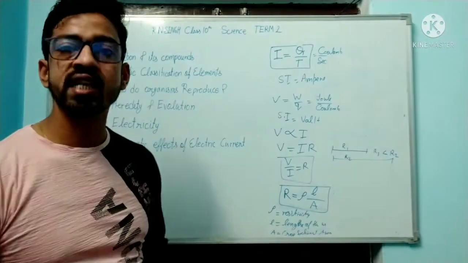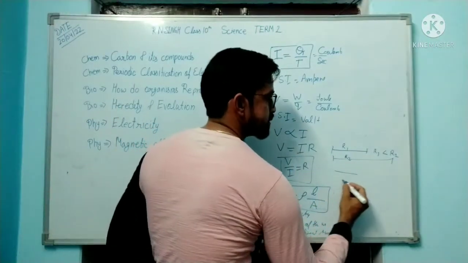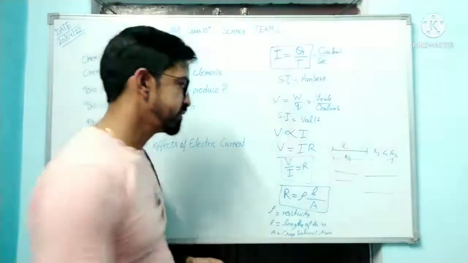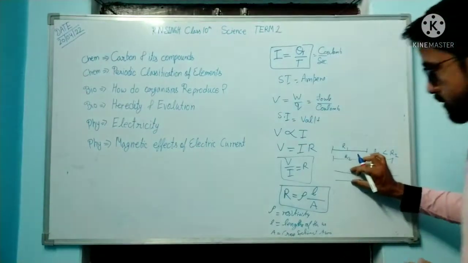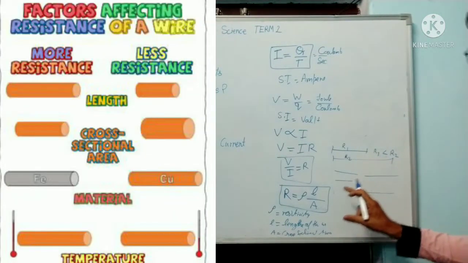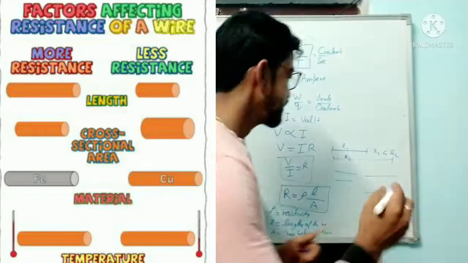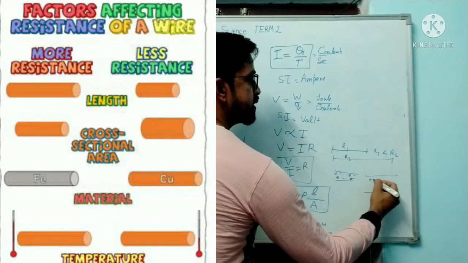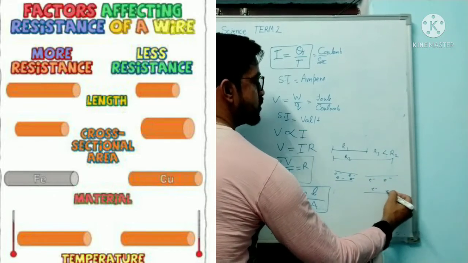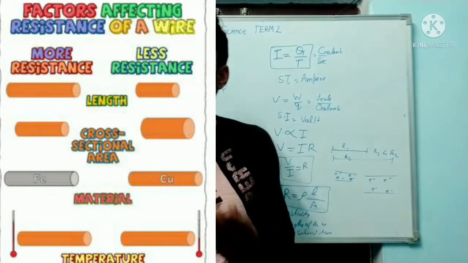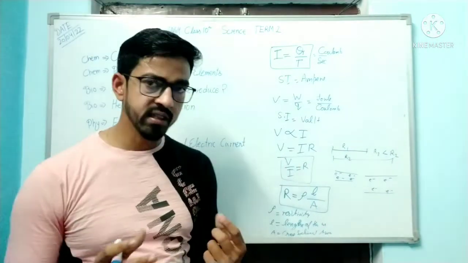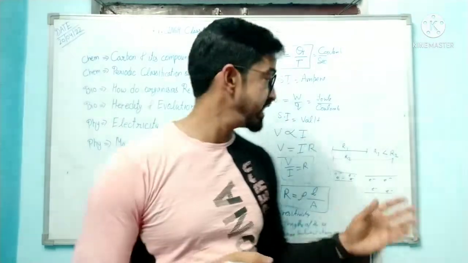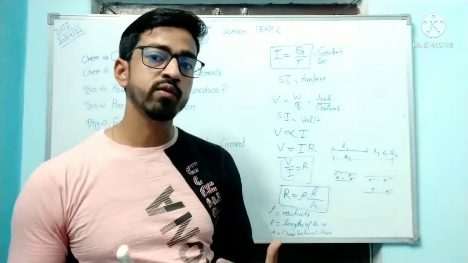Second thing is cross sectional area. What will happen if we increase the area? In a small area the electron moves less freely. If we increase the area, the electron moves more freely. So what will happen in the case of electrons when we increase the area? When we increase the area, electrons move more freely.